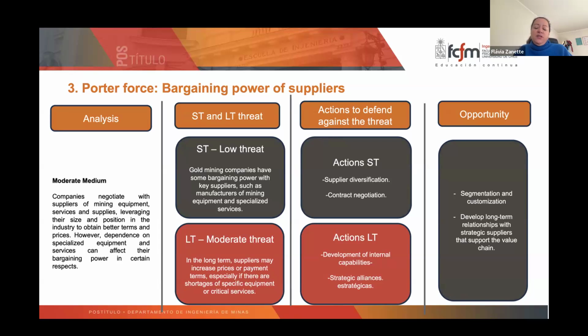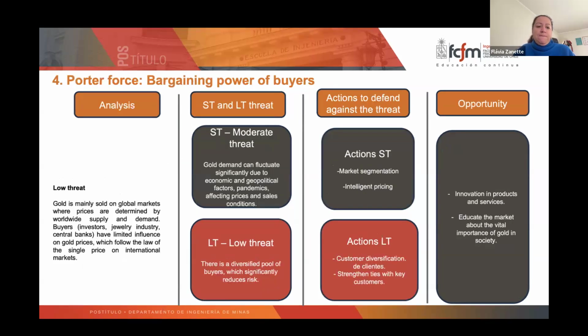I think the opportunity for this force, as we have discussed with the team, would be segmentation and customization, and developing long-term relationships with strategic suppliers that support the value chain for the Newmont operations.